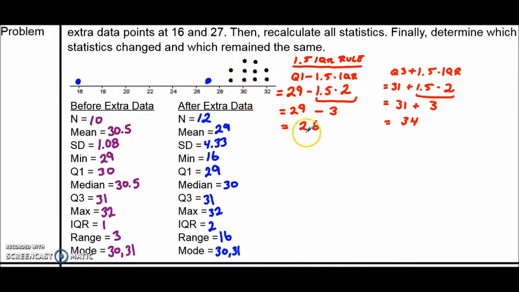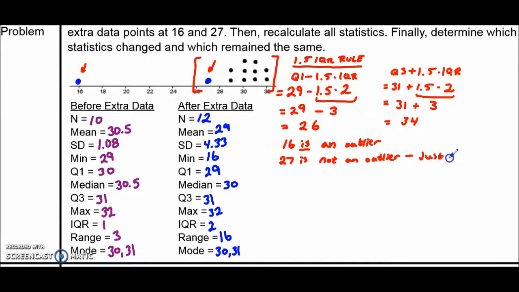Let's go back to our dot plot and see where these boundaries land. So 26 is right here, okay? And 34 is off the charts, it's up here. So everything inside this boundary, this 1.5 IQR rule, is considered not an outlier. So 27 is not an outlier in this case. However, looking way out here, 16 is an outlier because it's past the boundary of the 1.5 IQR rule. So we could say that 16 is an outlier, but that 27 is not an outlier. It's just causing some skew on the data, an asymmetry that's kind of pulling it to one side.